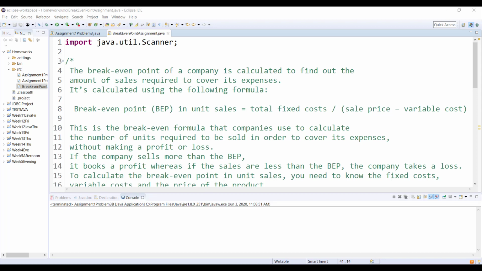In this tutorial, we will learn how to calculate the break-even point in Java. This is also part of assignment number 1, problem number 4. So what exactly is the break-even point?